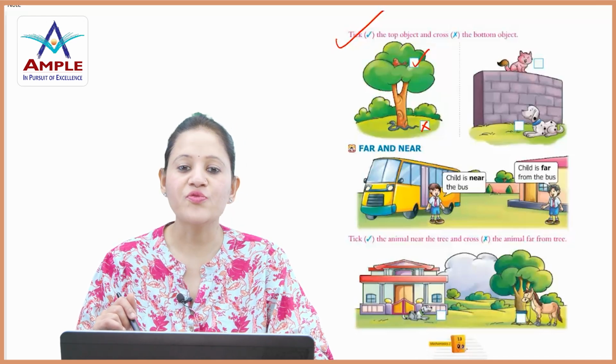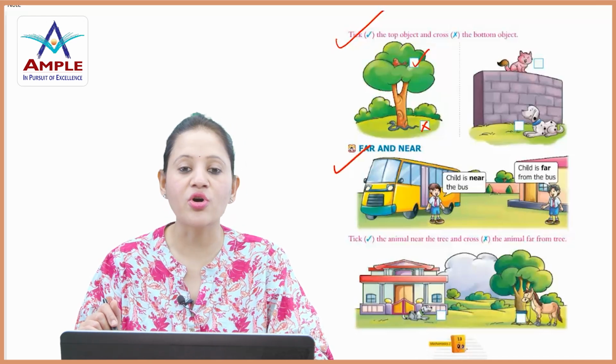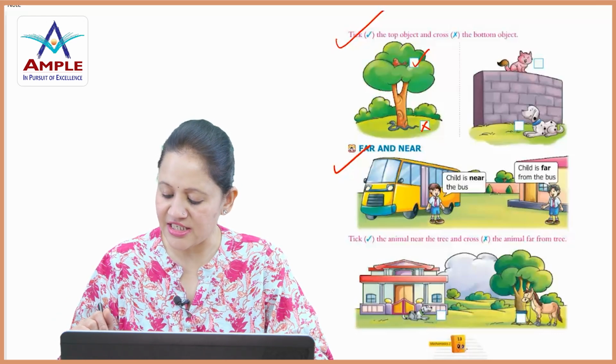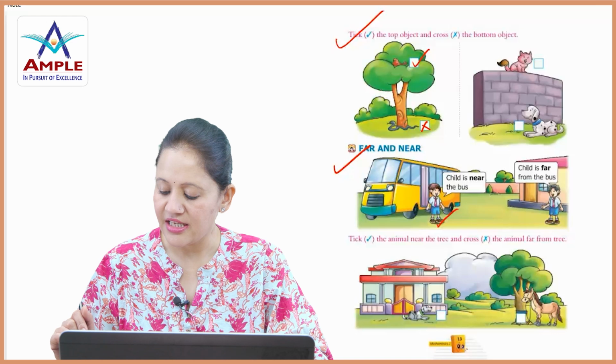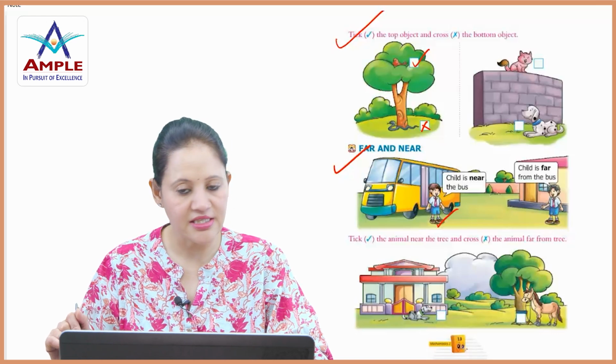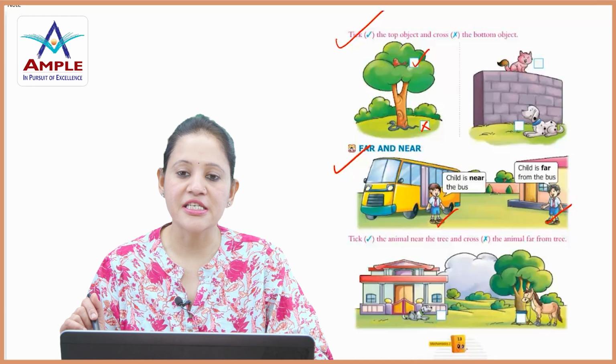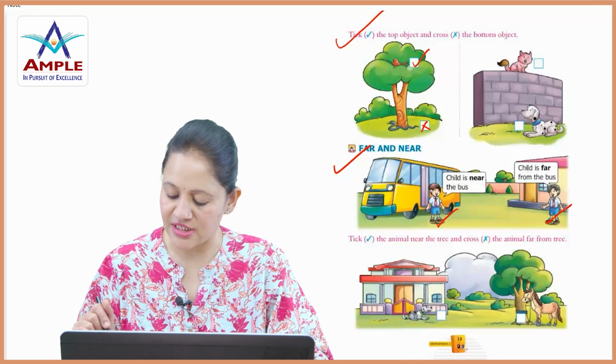Clear? Next, far and near. So, here we are talking about the distance. Here you can see the child is near the bus and the child is far from the bus. Clear? Next, take the animal near the tree and cross the animal far from the tree.